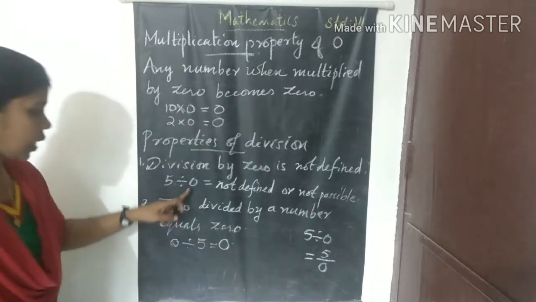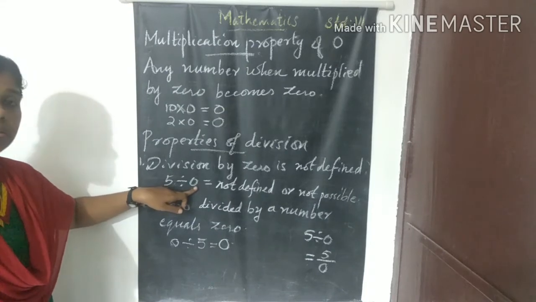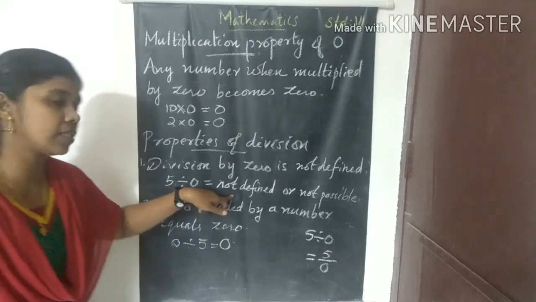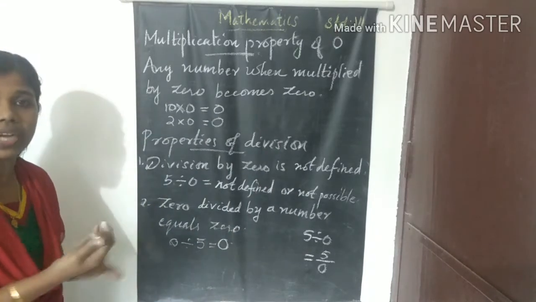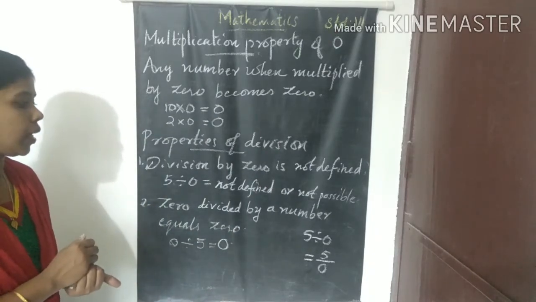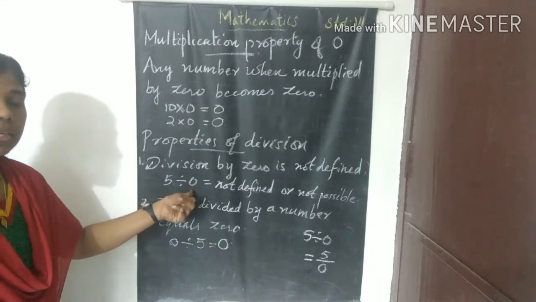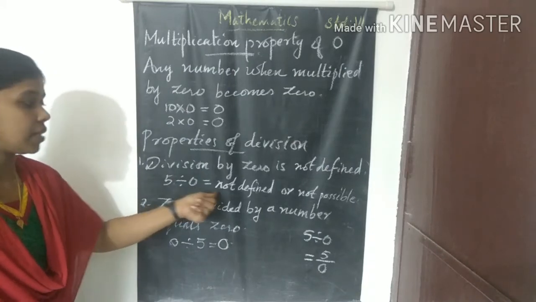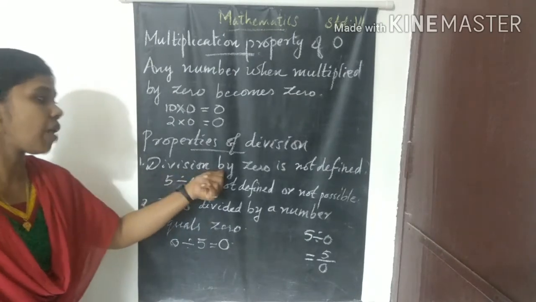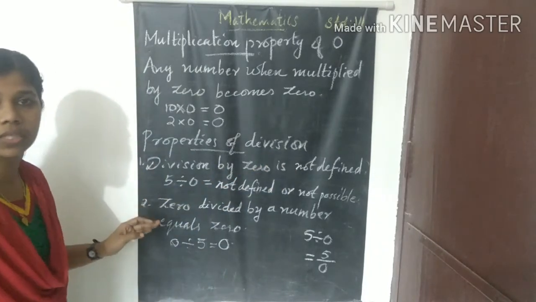Okay, here the divisor or denominator is 0. That time the answer is not defined. It is not possible to find that answer. Okay, that means never what? When the denominator comes 0, that time the answer is not defined. Division by 0 is not defined. That is the important fact.